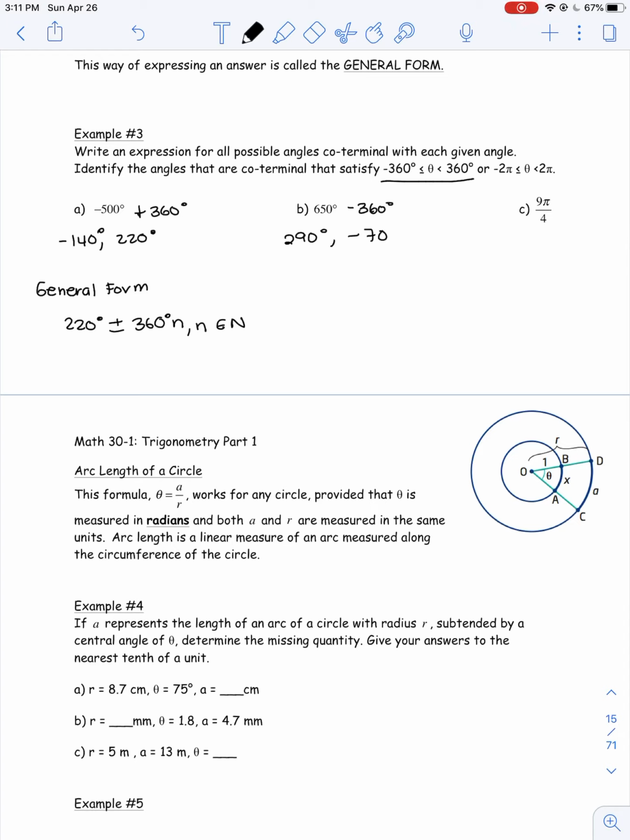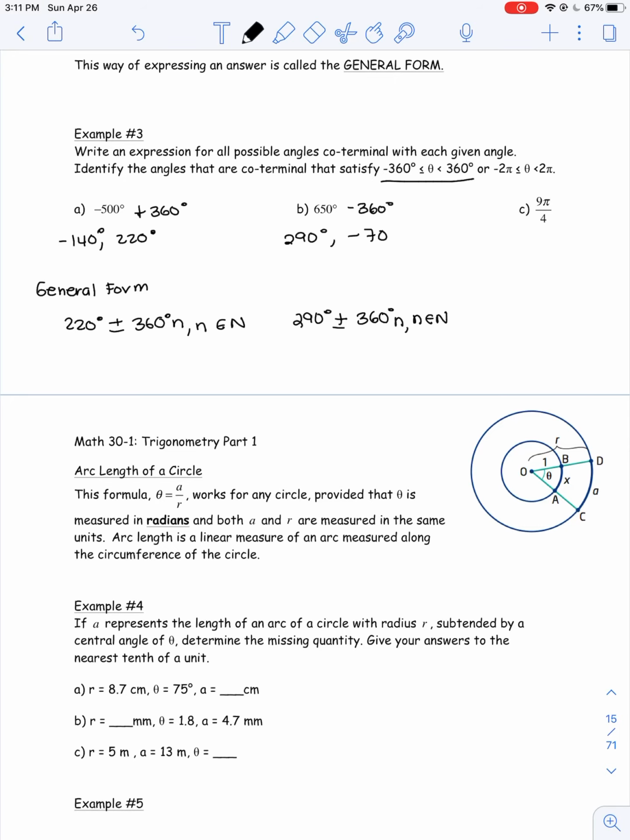So our smallest positive angle is 290, so for general form we're going to go 290 degrees plus or minus 360 degrees n. And n is an element of natural numbers, meaning n can be only the numbers 1, 2, 3, 4, 5, etc.